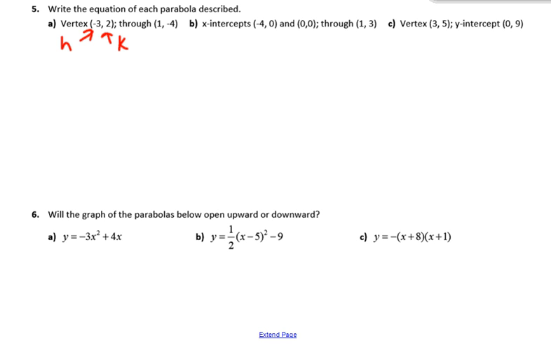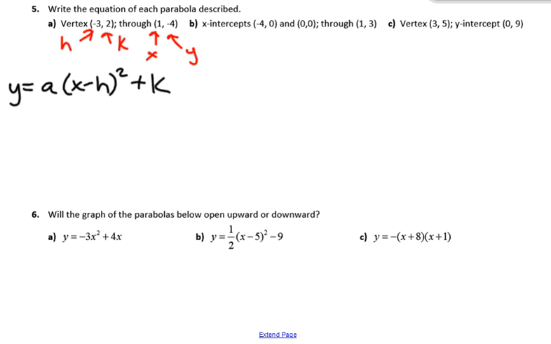And remember, when we want to write an equation, we have to find out what the A value is. And in order to do that, we have to use another point for X and Y. So they give me that other point. So we're going to use 1 as X and -4 as Y. So I'm going to start off with the vertex form. So that's Y equals A times X minus H squared plus K.